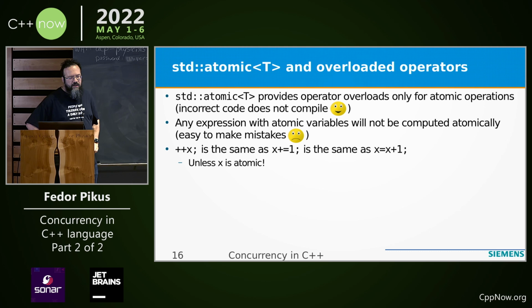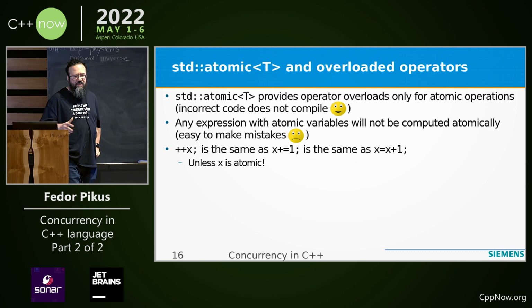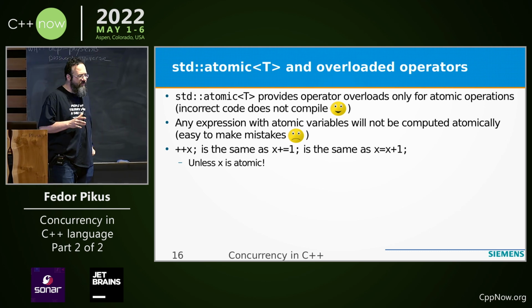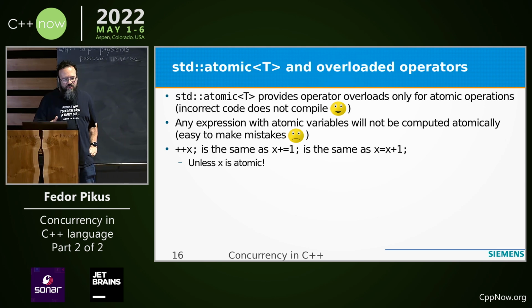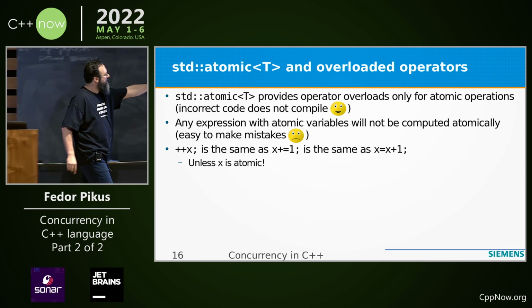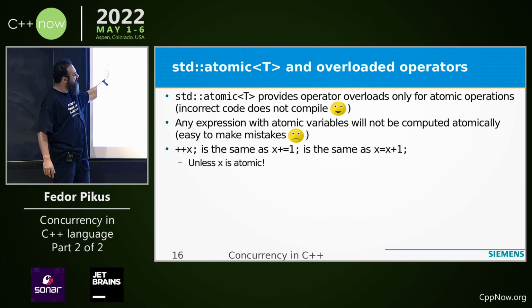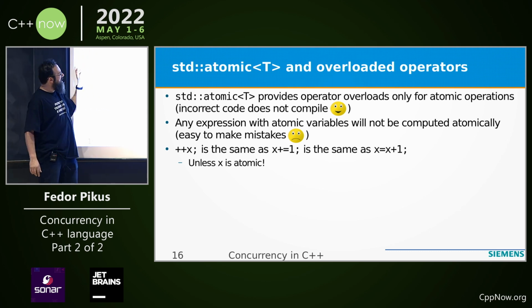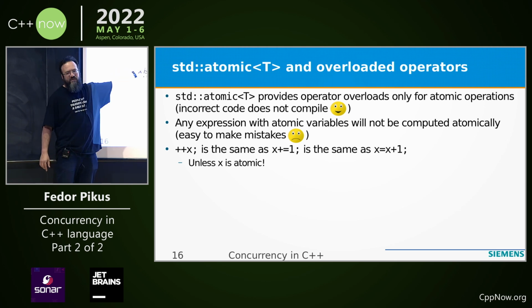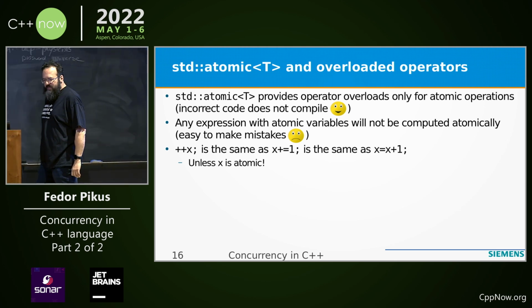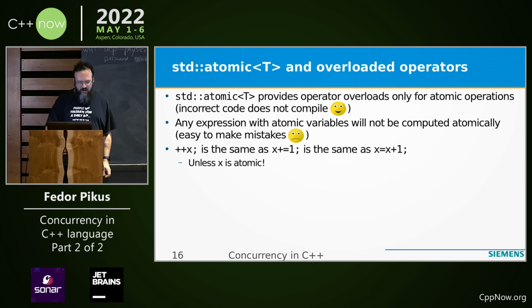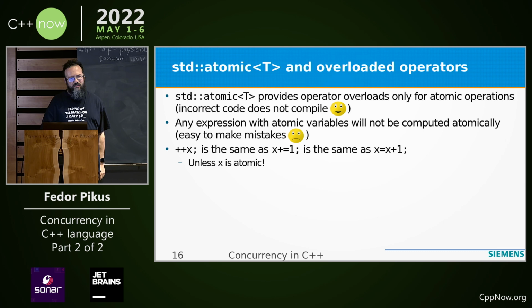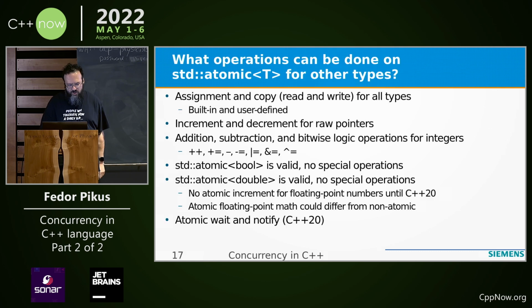So as we have seen, std::atomic provides operator overloads only for the atomic operations. So star equal isn't atomic and it doesn't compile. That's good. Unfortunately, it also provides things like x = x + 1, which compiles, but doesn't do the same thing as either of these. And so it's pretty easy to make this mistake. So basically, for that reason, I recommend that you don't use overloaded operators in atomic. I actually don't like that they're even there in the standard, honestly. I would prefer that they weren't there. I'll show you what to use.